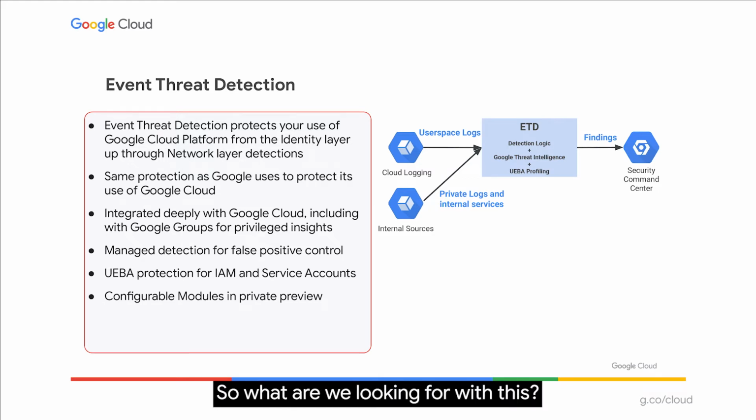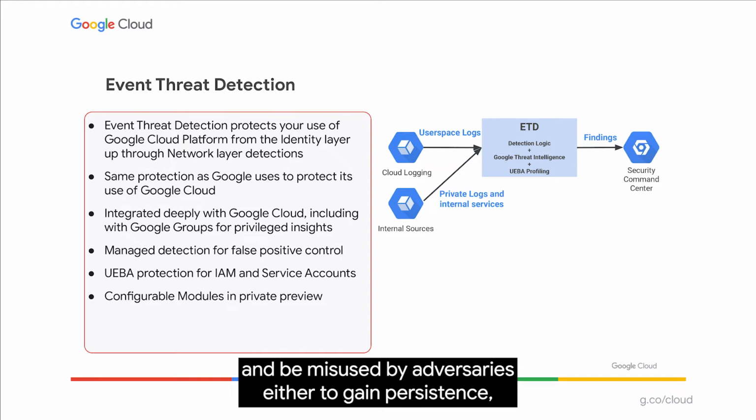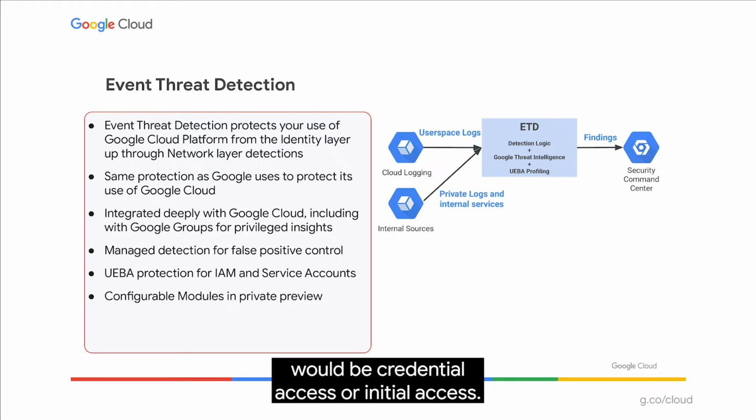So what are we looking for with this? Well, we'll talk in a couple of slides about specific finding types, but ETD is really keenly interested in protecting your identity layer, both to detect account compromise, but also to detect ways that identity can go wrong and be misused by adversaries, either to gain persistence or inject access through what MITRE terminology would be credential access or initial access.